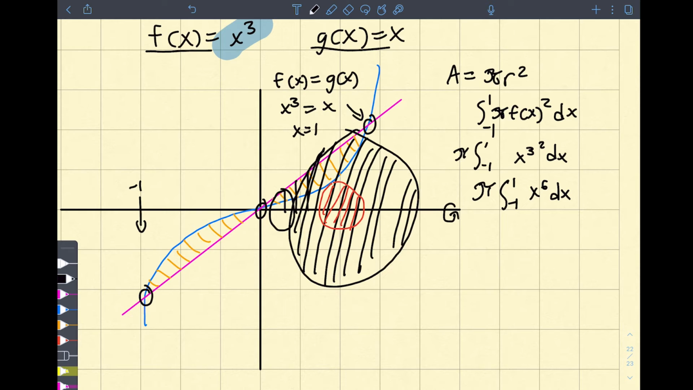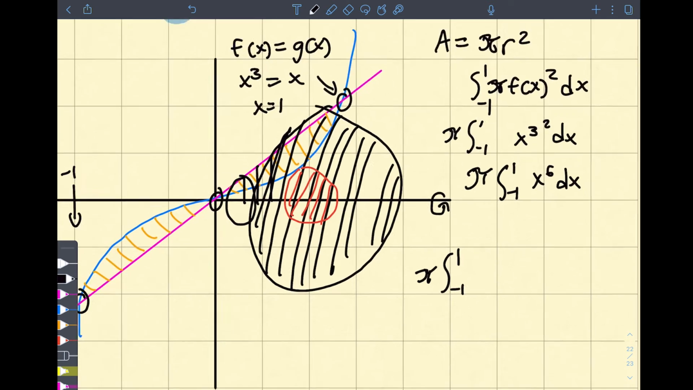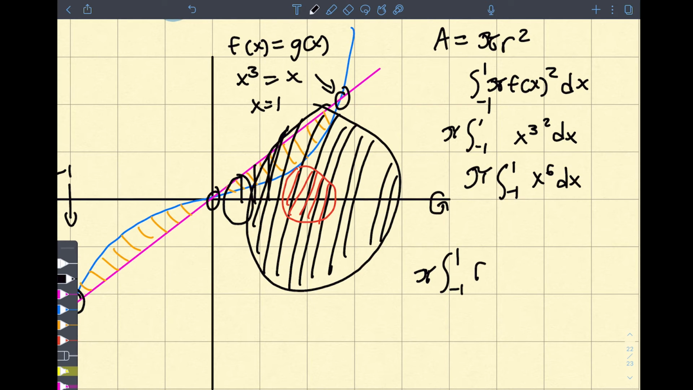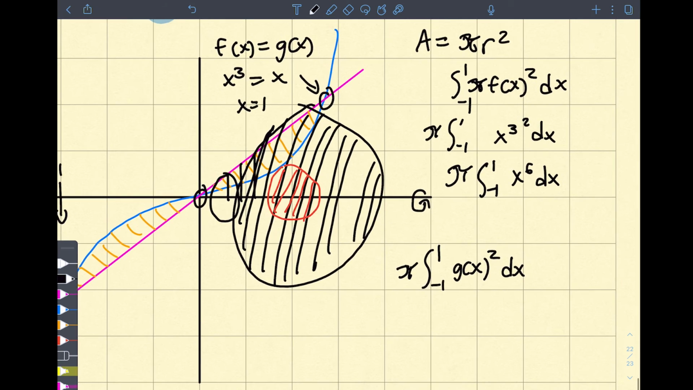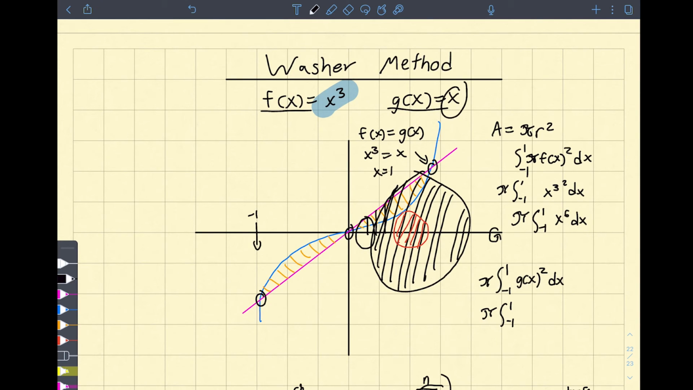So now let's find the integral of this red region. The integral of this red region should be pi times the integral from -1 to 1 of g of x squared dx. And this is due to the same logic as above. This will turn to pi times the integral from -1 to 1 of x squared dx.